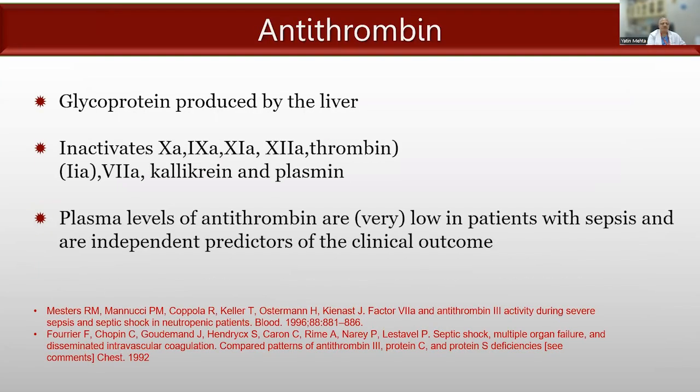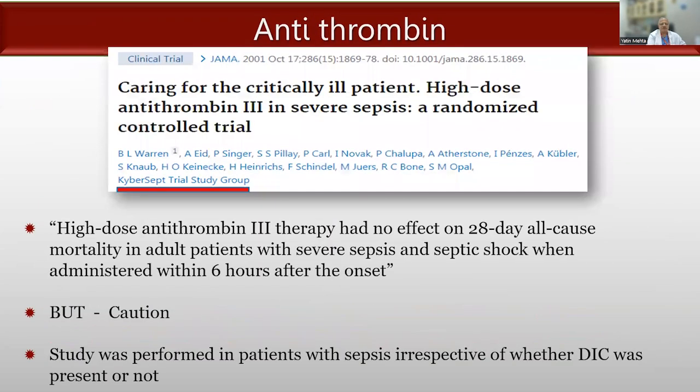Another agent which has been used, which is synthesized by the liver, is antithrombin. It inactivates several coagulation factors, and plasma levels of antithrombin have been shown to be low in sepsis and are a predictor of outcome. So in this paper, a randomized controlled trial, high dose antithrombin 3 did not affect 28-day mortality.